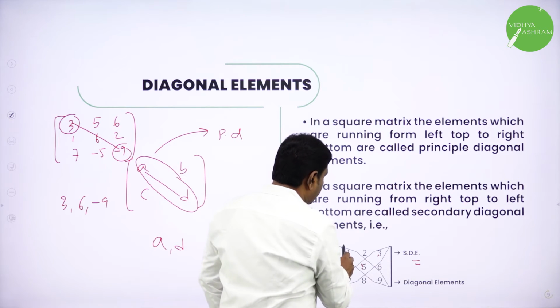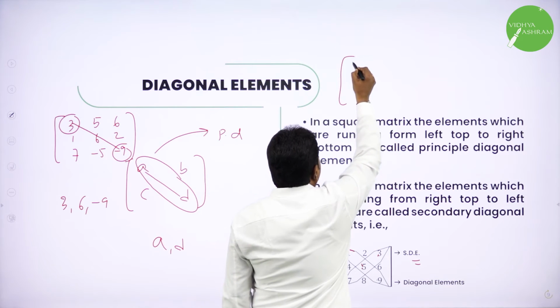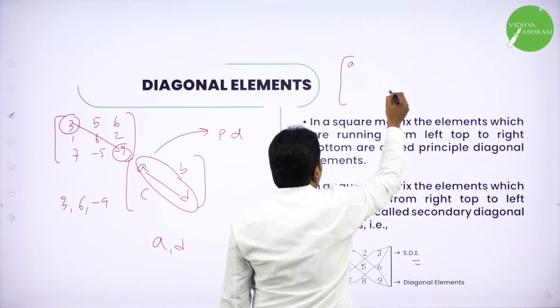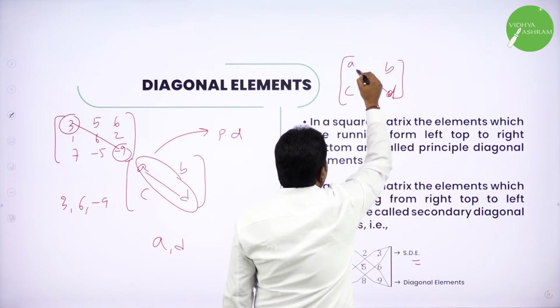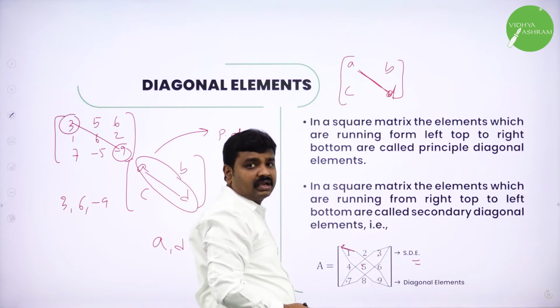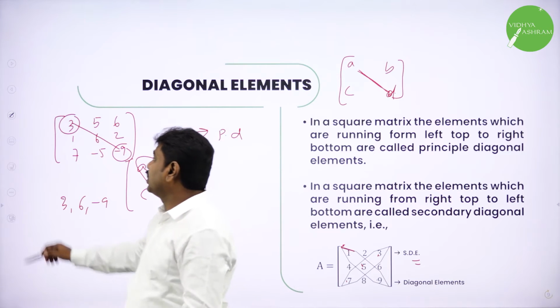the secondary diagonal. So what are we bothered about? Principal diagonal. Principal diagonal means the elements starting from the first element and joining the last element diagonally. Write A, B, C, D. A and D is the diagonal, and we call it the principal diagonal. In a square matrix, we will have a diagonal.